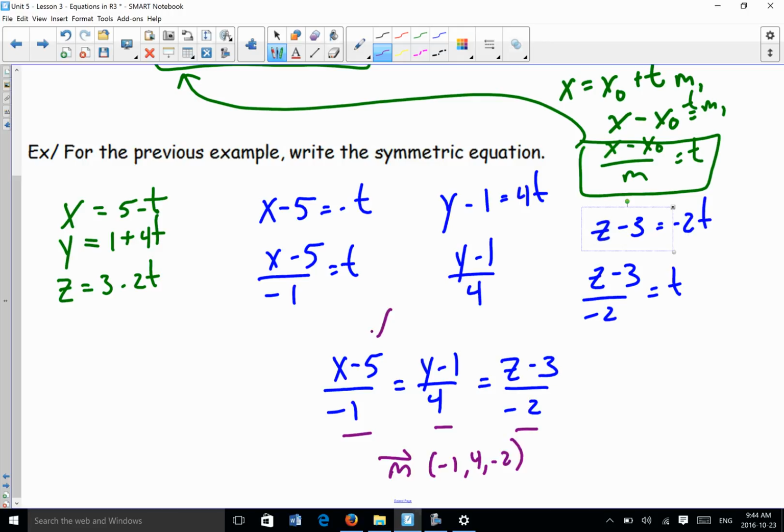And these other values are your point. The only difference is it's always minus, the opposite sign. Our point was 5, 1, 3, and if you notice, it's x minus 5, y minus 1, and z minus 3. So you can actually jump from parametric to symmetric very quickly, and back and forth again.